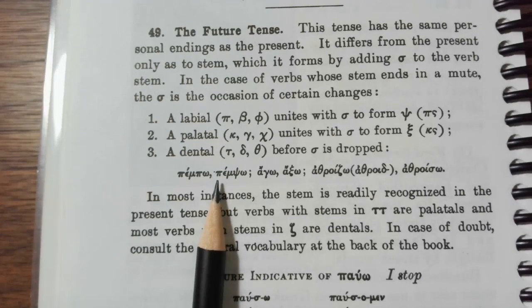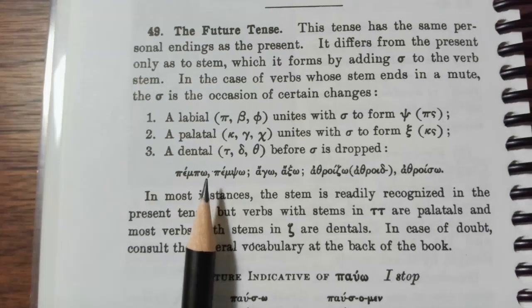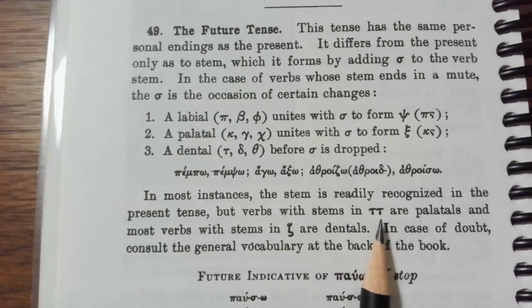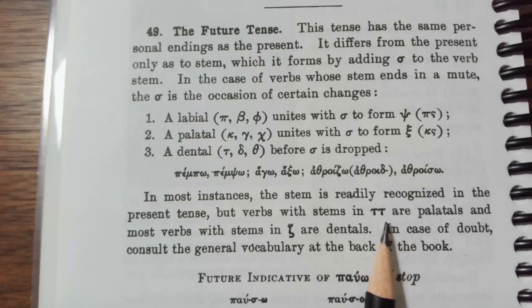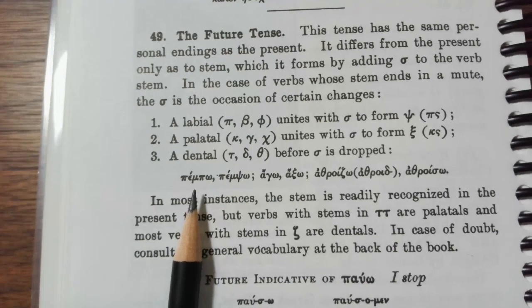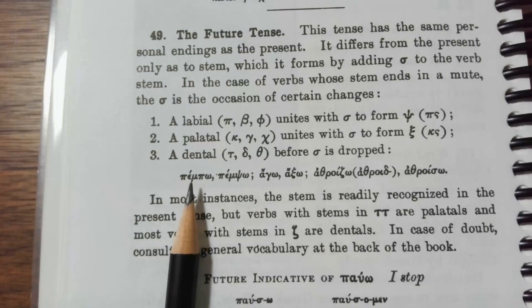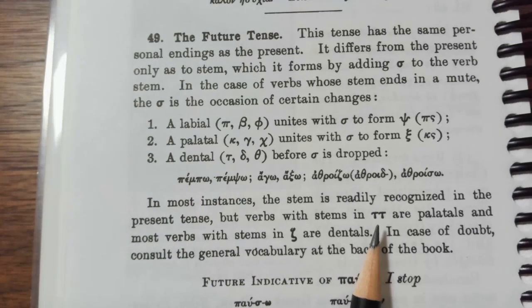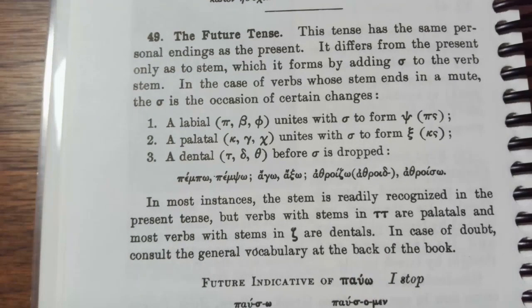Okay, so let's talk a little bit about this double tau here. Okay, so what they're talking about is this. I said you can always tell a stem or root of a principal part. You can always tell the stem, the root of a verb, from the first principal part. Okay, that is not true with a verb that has a double tau in its first principal part. Let me show you what I mean by that.